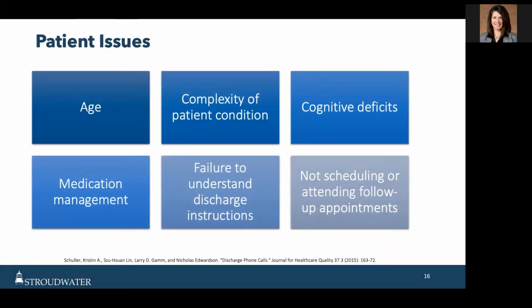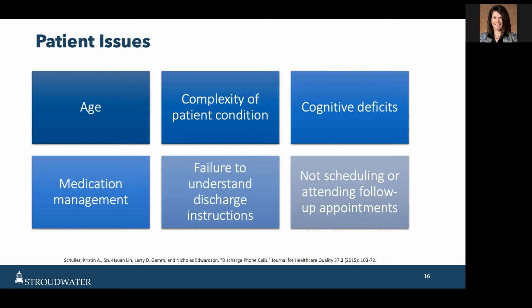And I'm sure you'll nod your head with some of these, but some of the patient issues that may impact a potential readmission: we really must consider each one of these buckets: medication management, failure to understand discharge instructions, complexity of the patient condition. We really must consider each one of these and really self-assess, what are we doing at our hospital to minimize some of these issues.